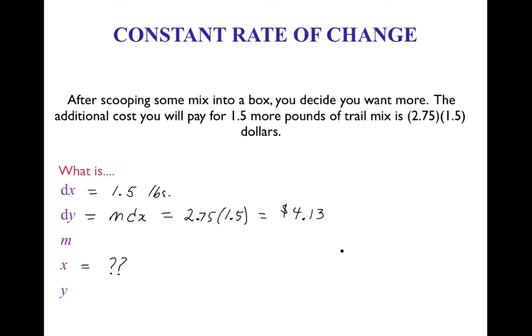That's how much the cost went up. What is the total cost? We don't know. We don't know how much it was to start with. And so we know how much it went up. It went up $4.13, but we don't know what the final or the initial value were. So we don't have any value of x or y. What about m? Still our $2.75 per pound.